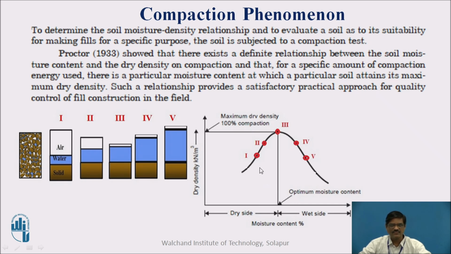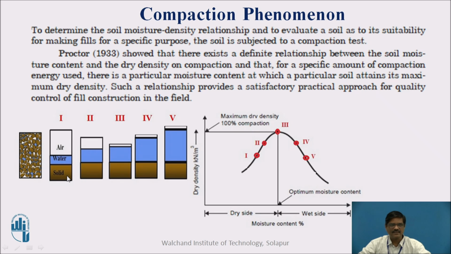This phenomenon is explained here with the help of these 5 diagrams. On the left hand side, the first diagram shows a typical 3-phase system where there is soil solid, water and air, shown separately. Initially when we start the compaction, we have a certain amount of solid, a certain quantity of water and the majority of the air. This state is represented here on the graph paper. It has a certain dry density and a certain moisture content.